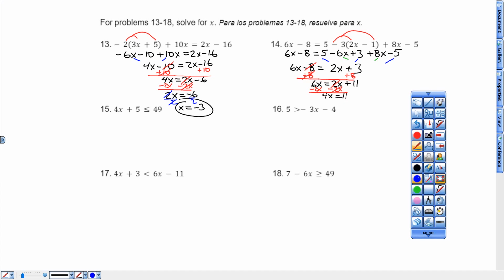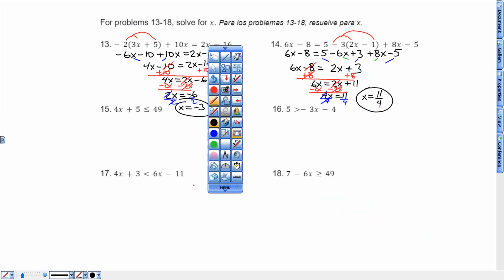Showing my work vertical, running out of space. Gives me x equals 11 over 4. I'm just going to leave it just like that. All right, here we go.